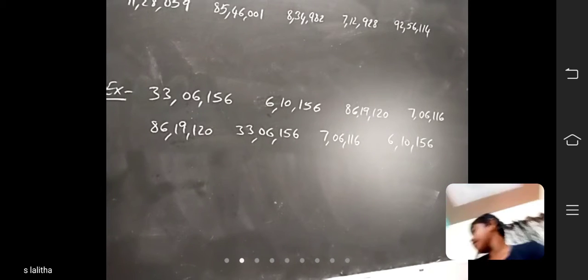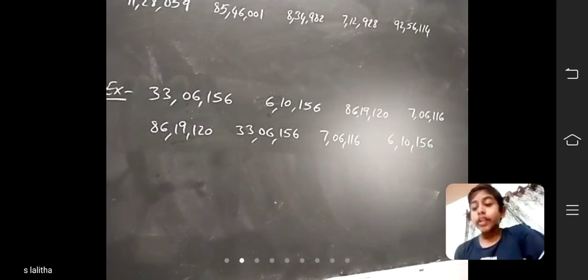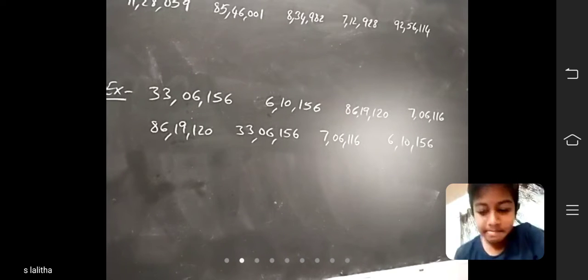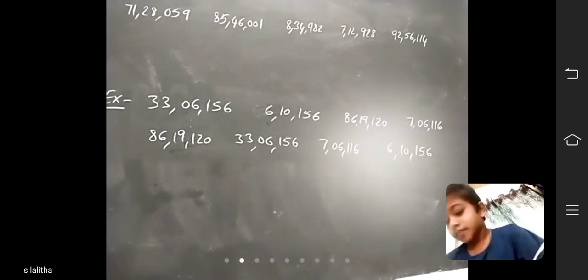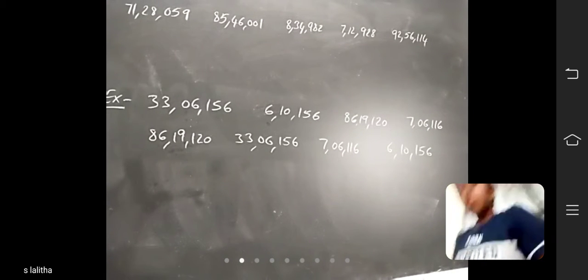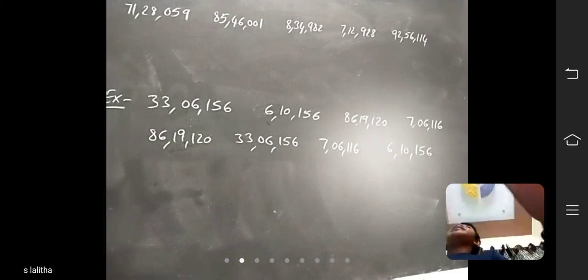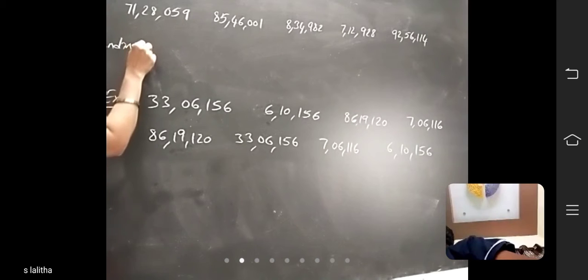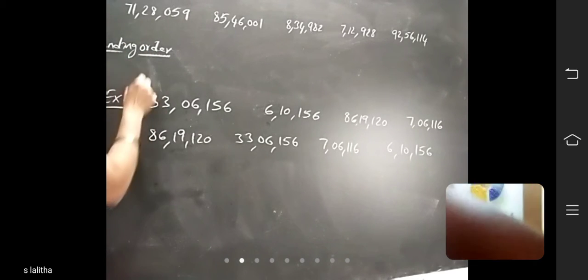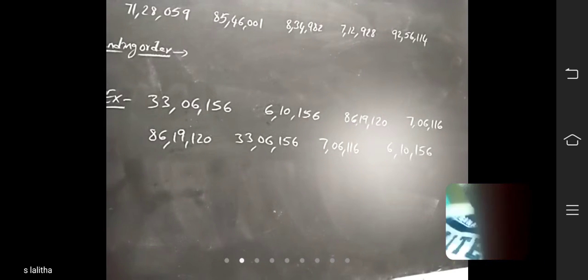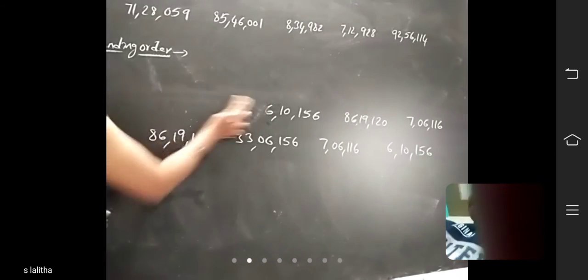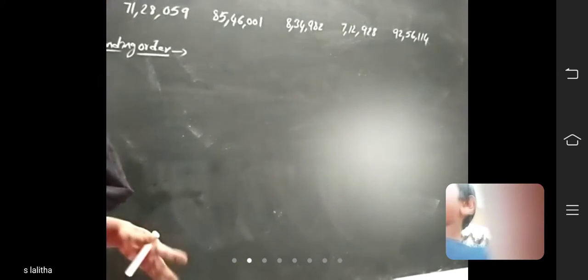So in ascending order, how to arrange? Ascending order means what? Smallest to biggest. Ascending order. So now how to compare first? You have to compare first the number of digits. Count the number of digits first.